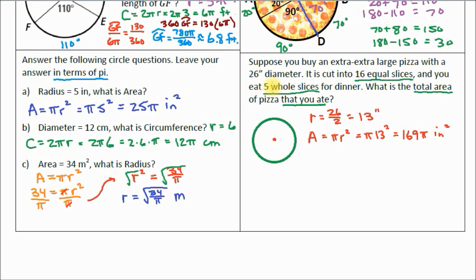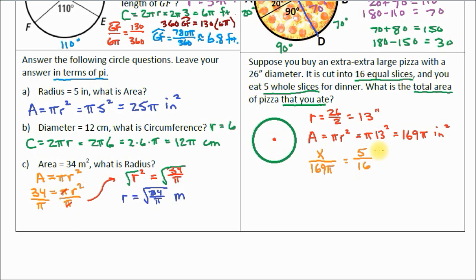All right, so we want to know how much did we eat if we ate 5 slices? Now here's the key, class. It's divided into 16 equal slices. That means I can write a proportion. Okay? And here's how I do it. The area of my 5 slices, let's say that's x, over the total area of my pizza, which is 169 pi, is equal to, how much did I eat? 5 slices.